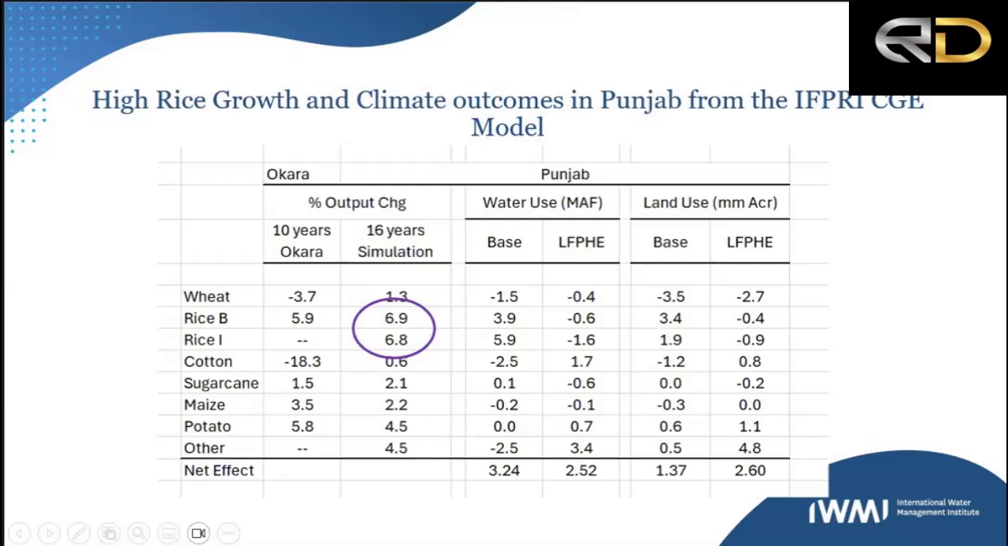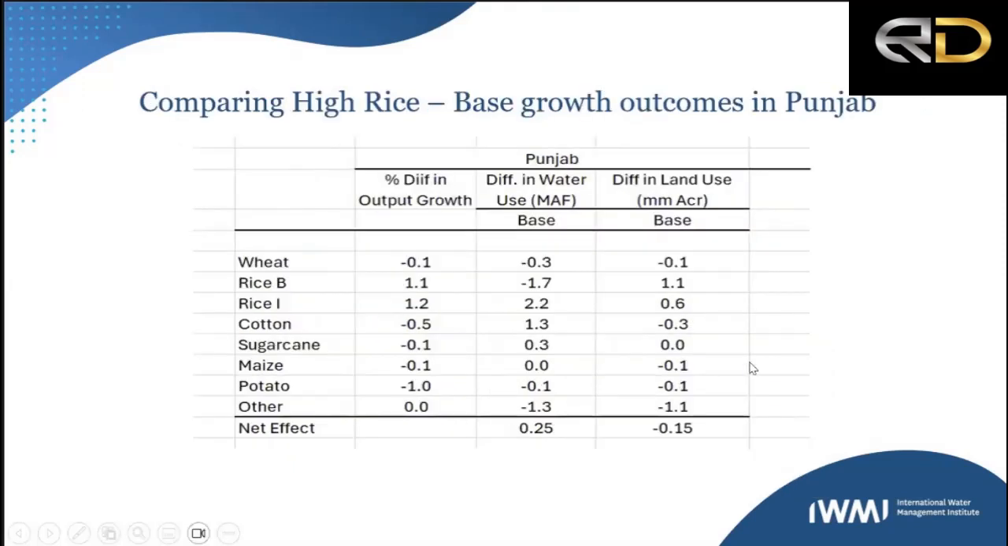I don't want to go into this, but let's just do this. So then, okay, just look at the differences in the high rice versus base growth outcomes. And you can see that, not too surprisingly, the rice outcomes grew, the wheat and cotton declined. So in other words, output growth was much higher in rice by design. Pretty much went down in everything.